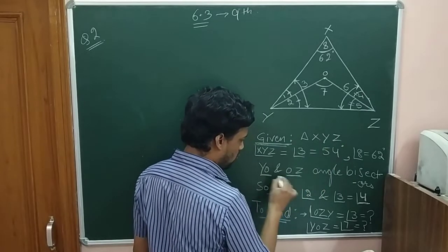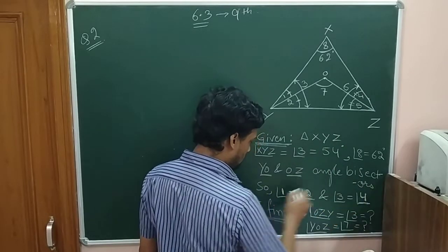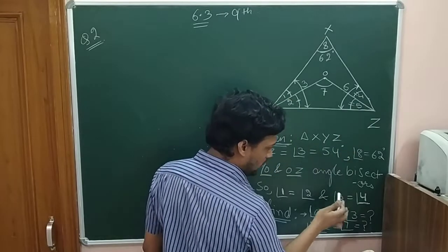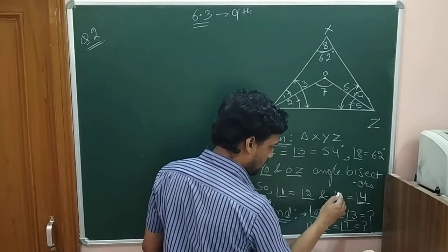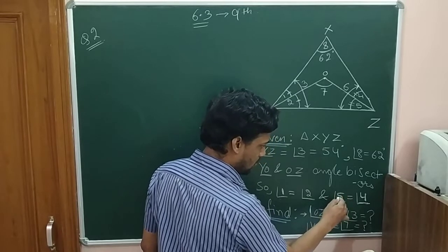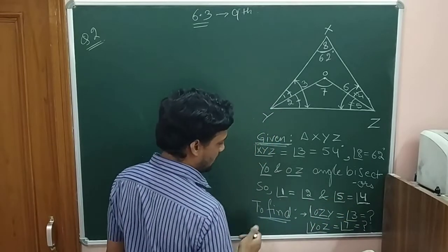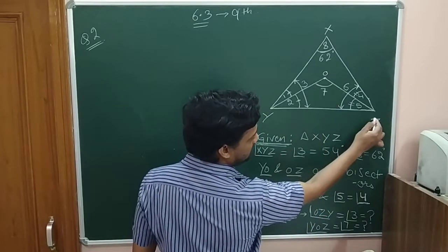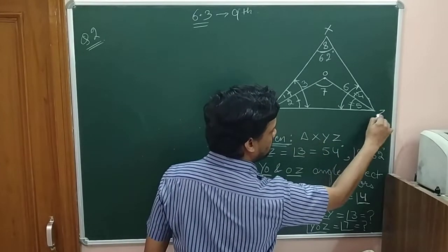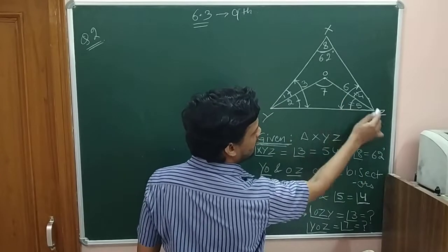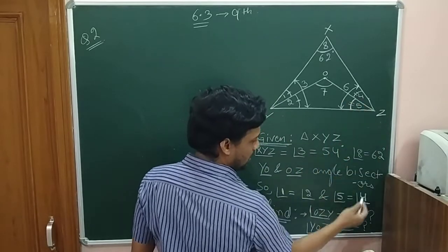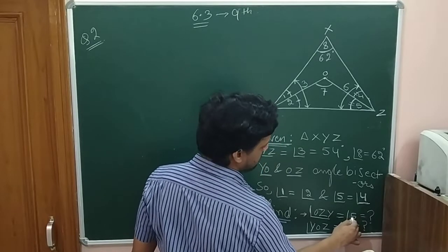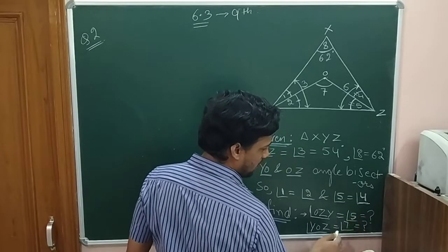So I have written here OY and OZ are angle bisectors. So angle 1 is equal to angle 2, and angle 4 is equal to angle 5. What we have to find is angle OZY. OZY means angle 5. We have to find angle 5.